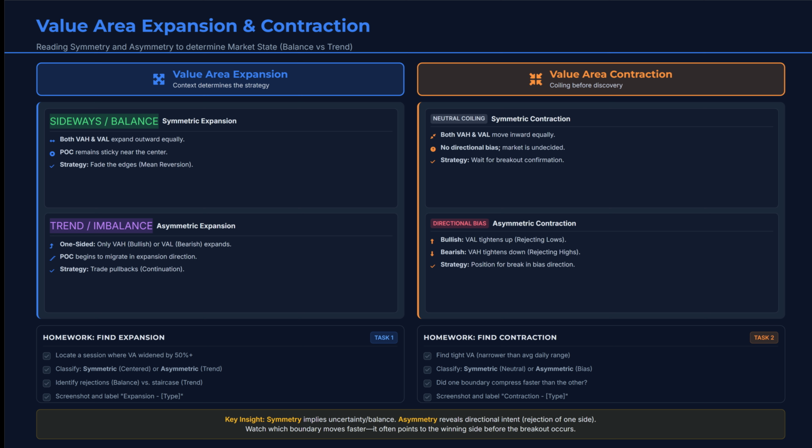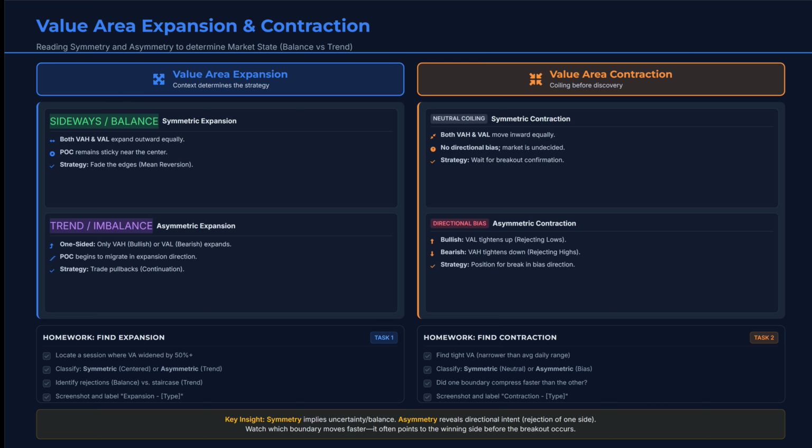Now let's look at the opposite scenario, asymmetric expansion, which occurs when only one boundary expands significantly while the other stays relatively stable. This pattern signals trending imbalance and directional acceptance at new price levels. First, one-sided expansion. Only the VAH expands significantly in a bullish trend, or only the VAL expands significantly in a bearish trend. For example, in a bullish trend, the VAH might move from 45.30 to 45.45, while the VAL only moves from 45.20 to 45.22.